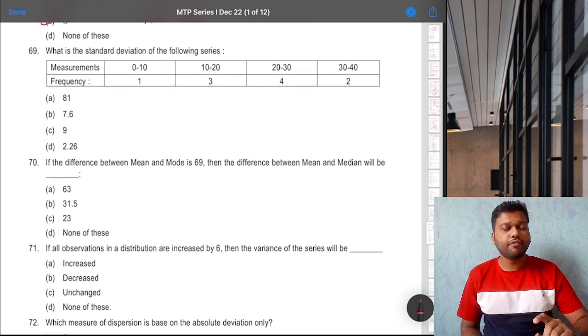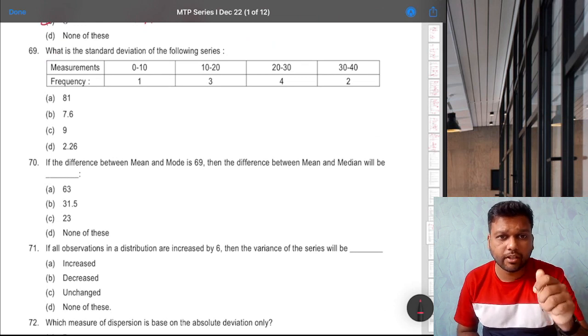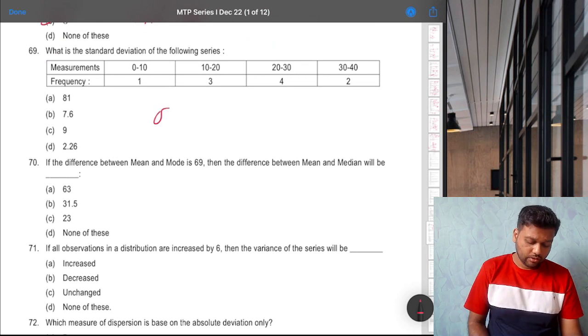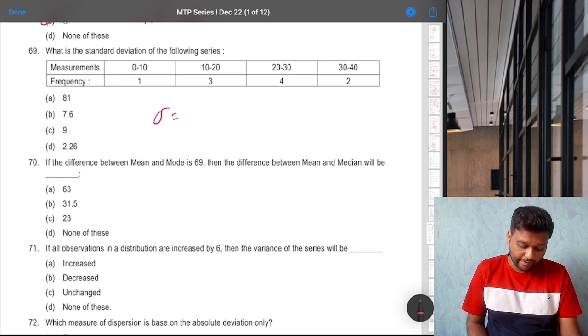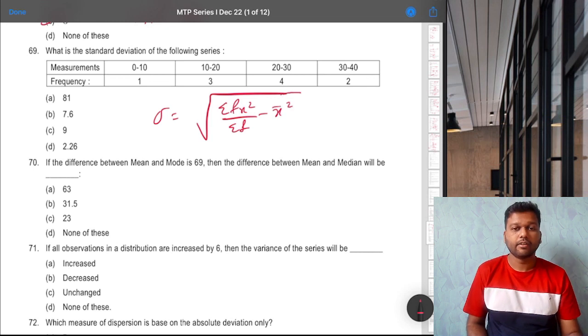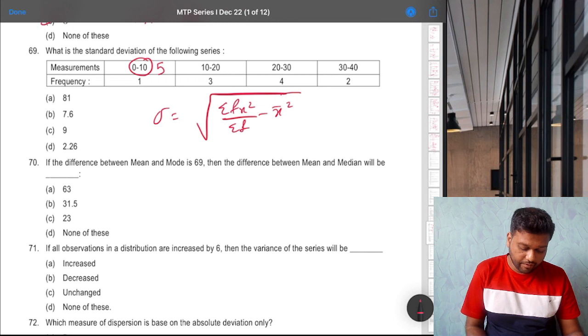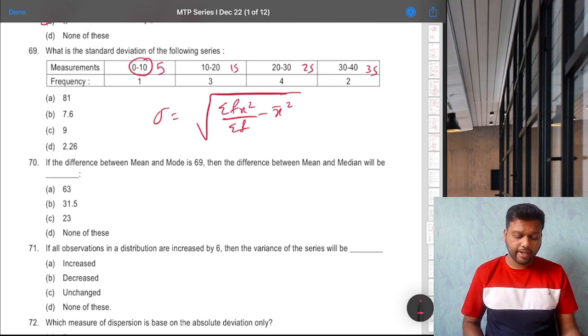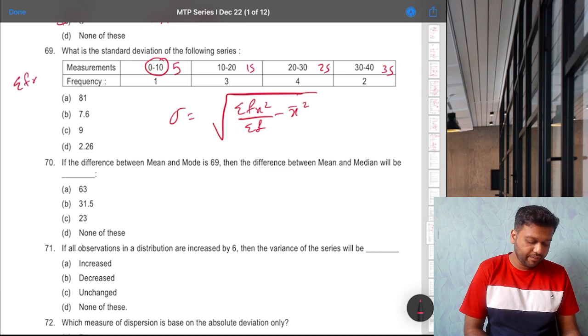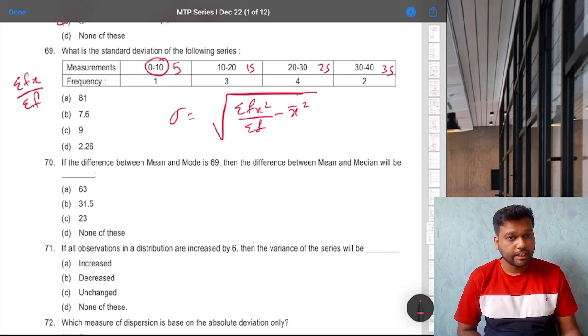69. What is SD of following series? Now you should be good at calculations to get this answer fast. So what is the formula of SD for frequency data? Square root of summation fx square upon summation f minus x bar square, right? So let's find x bar first. We need class mark, right? So 5, 15, 25, 35, that is the midpoint. How do we find x bar? X bar is summation fx upon summation f, right?